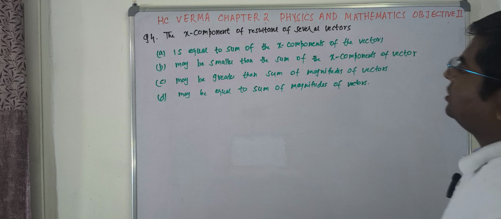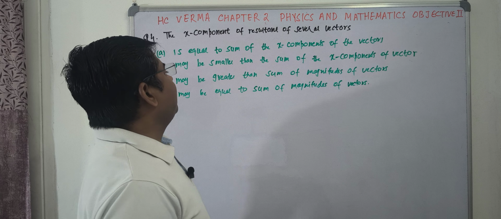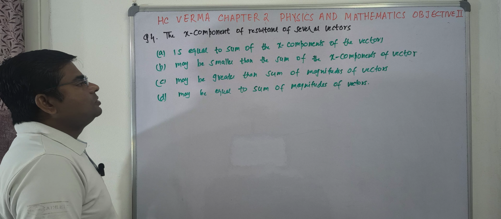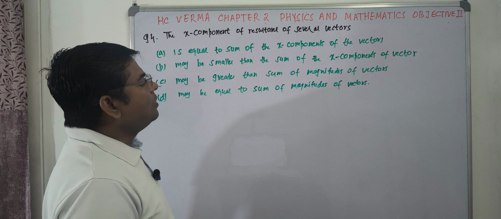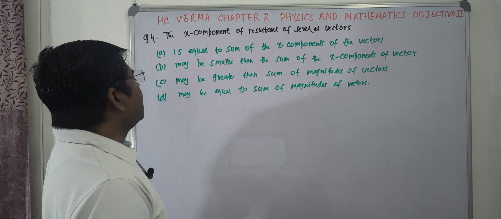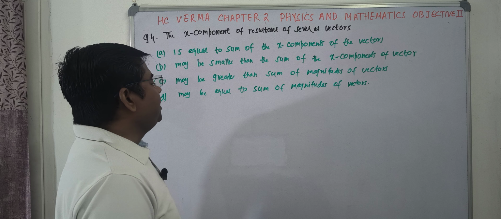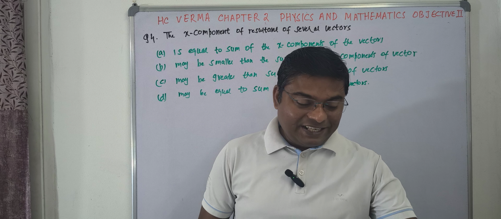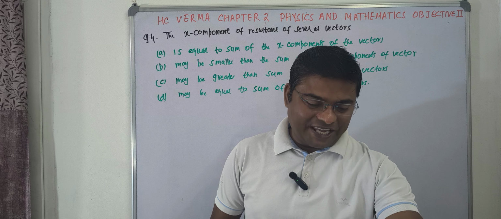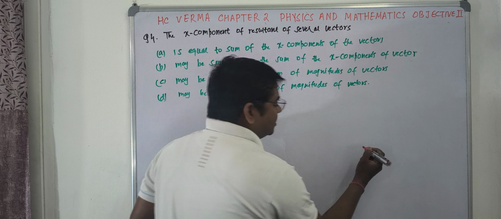The question number 4: the x component of the resultant of several vectors. We have 4 options: is equal to the sum of the x components of the vectors, may be smaller than the sum of the x components of the vectors, may be greater than the sum of the magnitudes of the vectors, may be equal to the sum of the magnitudes of the vectors. Very important question, very confusing question.